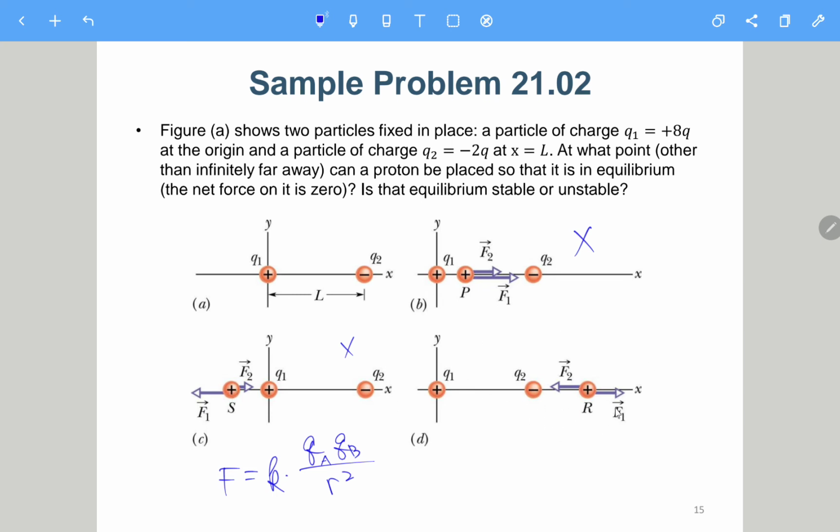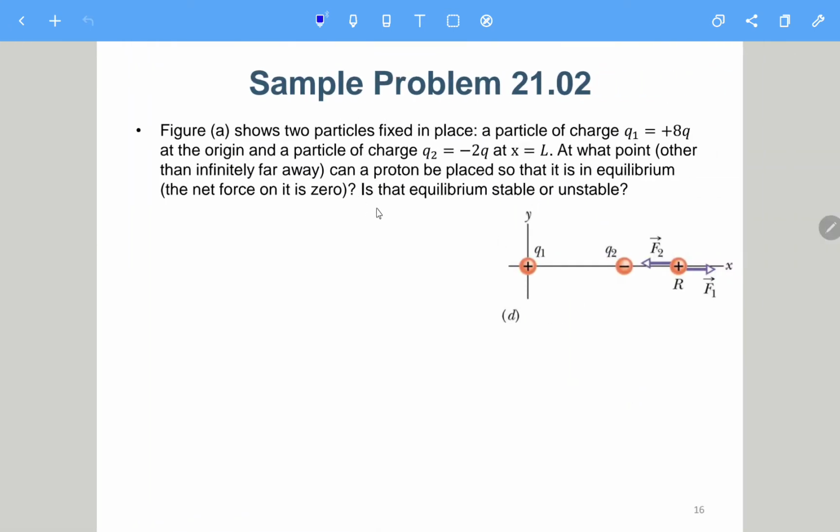So for the third case, if we place this proton on the right side, then you can imagine Q1 is larger than Q2, so the numerator is larger for Q1. However, the distance between Q1 and the proton is larger than for Q2, so for Q1 the denominator is also larger, so there may be a point where these two terms can cancel each other perfectly. So in that case, we may try to solve for it.